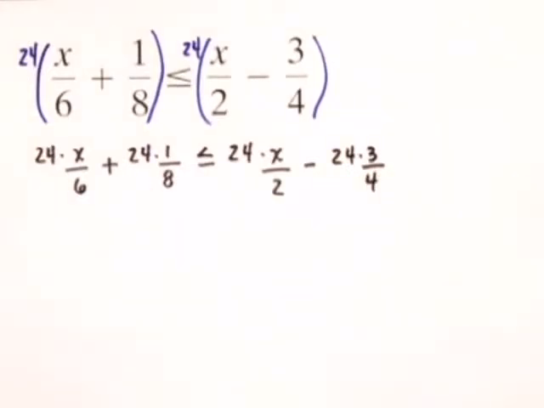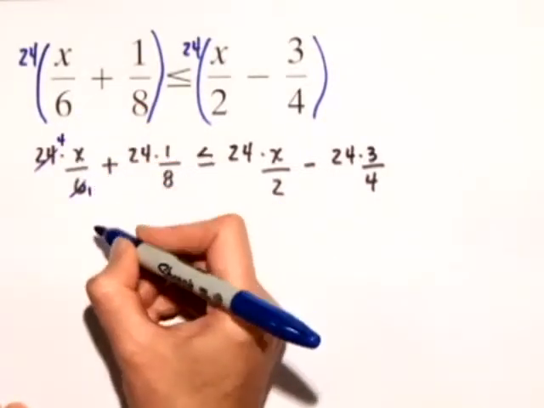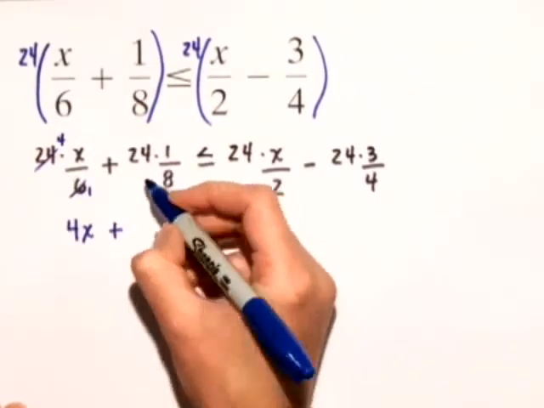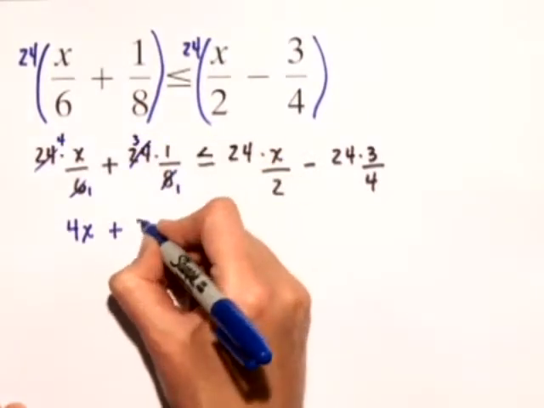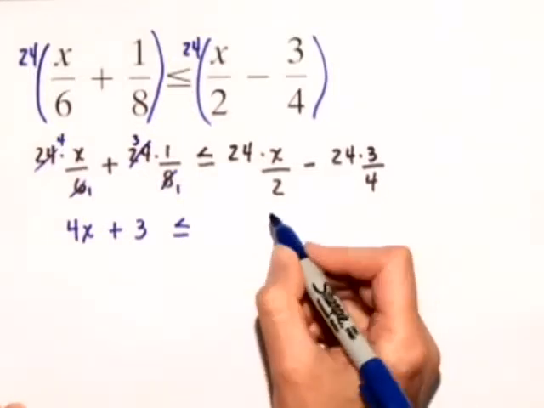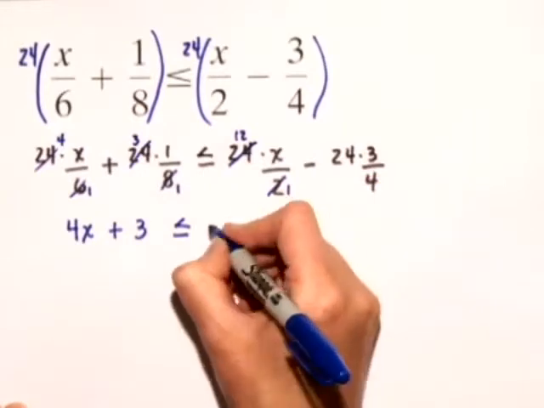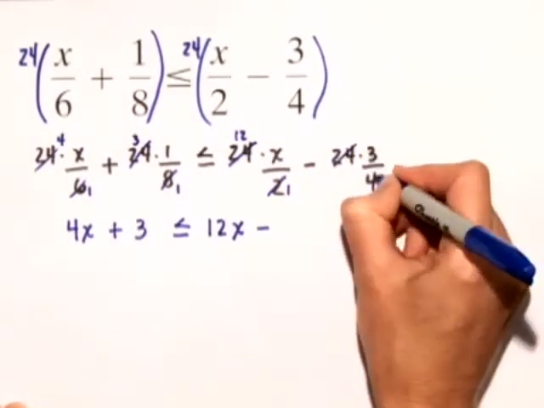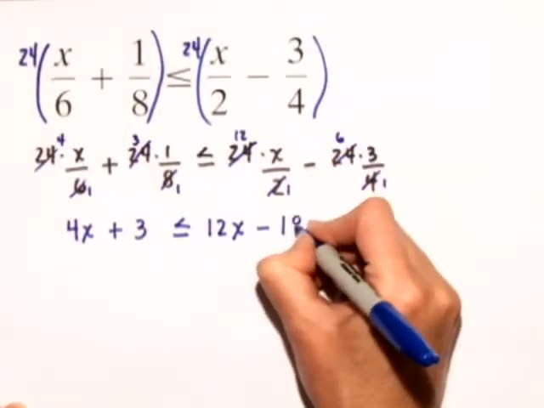So now, let's go ahead and cancel out any like factors. 24 divided by 6 gives us 4 over 1, so we have just 4x. Plus 24 divided by 8 gives us 3 over 1, and we just have 3. Is less than or equal to 24 divided by 2 gives us 12 over 1, and we have 12x, minus, notice 24 divided by 4 gives us 6 over 1, and we just have 18.